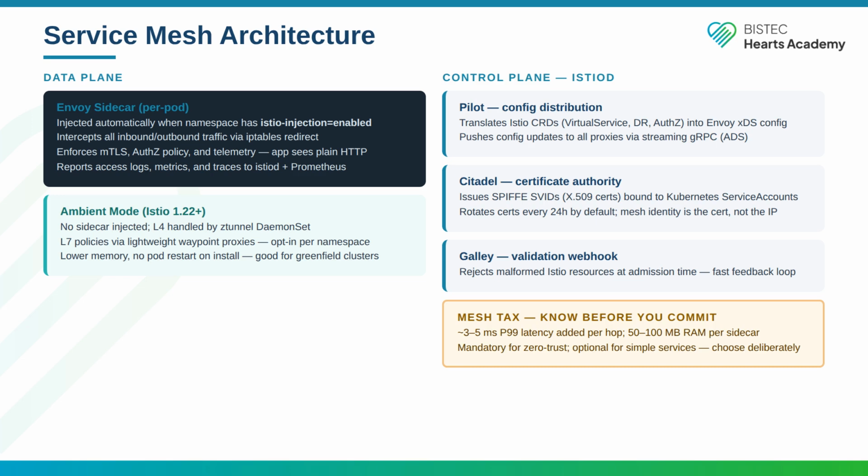Istio 1.22 introduces ambient mode, which removes the per-pod sidecar requirement. A ztunnel daemon set handles layer 4, and opt-in waypoint proxies handle layer 7. No pod restart is needed on install, and memory overhead is lower. Ambient mode is newer and less battle-tested than sidecar mode. Choose deliberately. The mesh tax is real, roughly 3 to 5 milliseconds of P999 latency per hop, and 50 to 100 megabytes of RAM per sidecar. This is the right trade-off for services that need zero trust, but not every service in your cluster does.